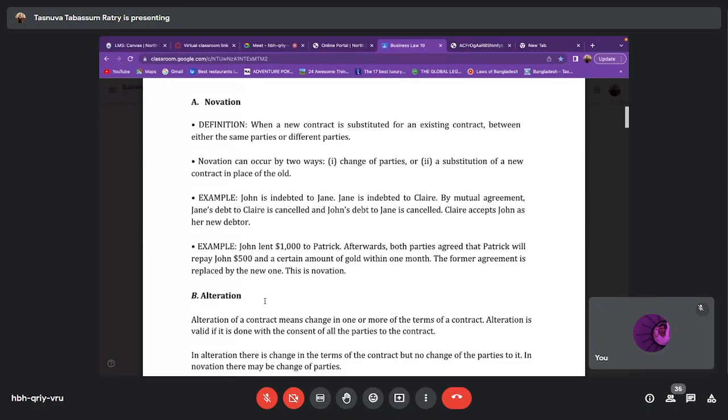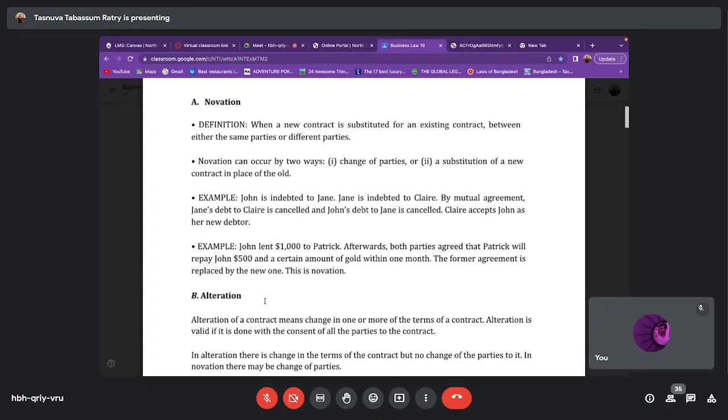So what has happened here? The terms and conditions have been replaced by new terms and conditions. So a new contract has been substituted in place of an old contract. What has happened to the old contract? The old contract has been terminated due to novation.